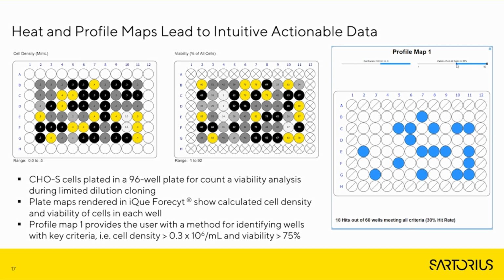So as you can see, as we increase the viability threshold, we see a dropping off of the number of wells. So we can quite easily, through this kind of analysis, identify those wells that have the criteria that we want, so that cell density and then a higher viability as well. So it's a very useful piece of analysis within the software.